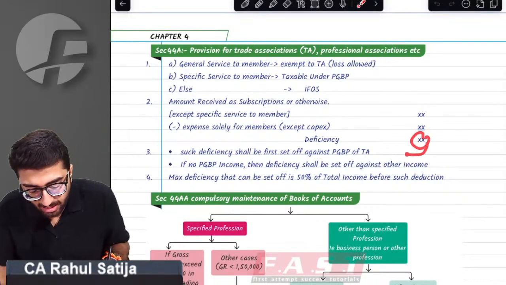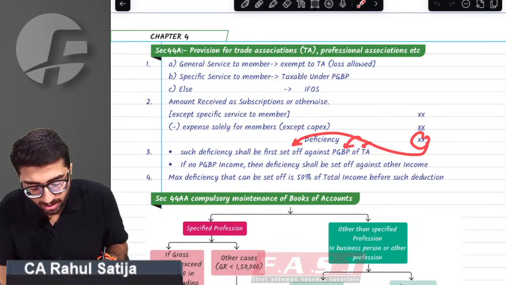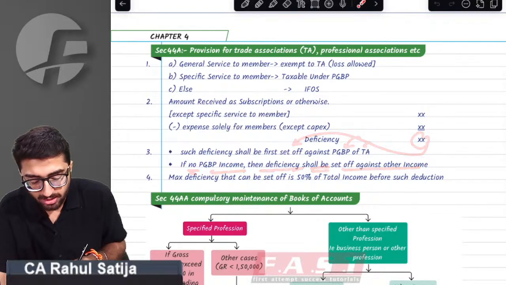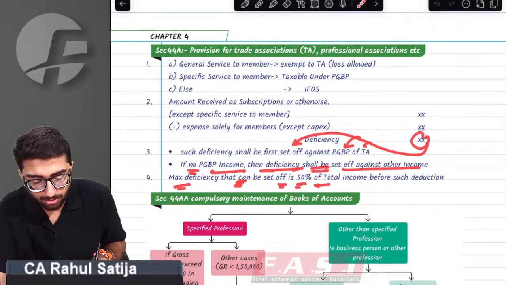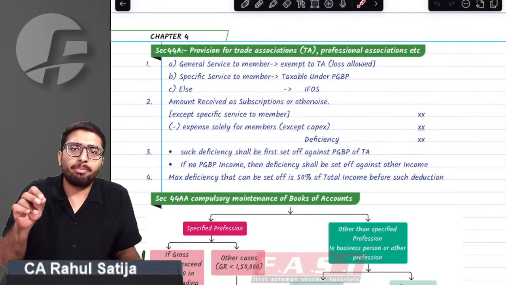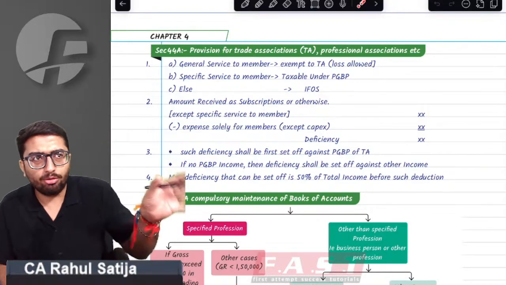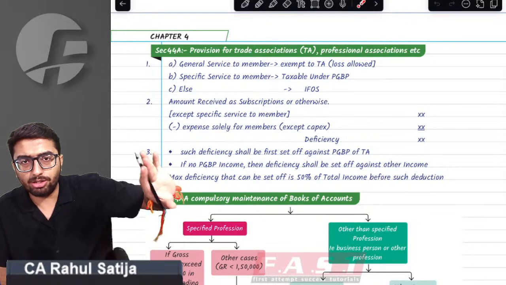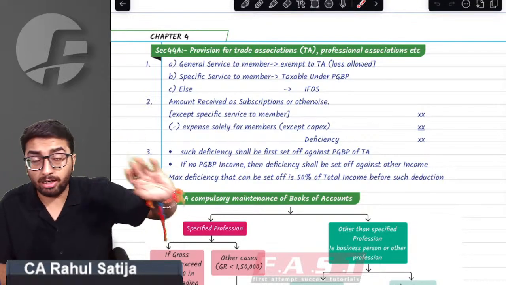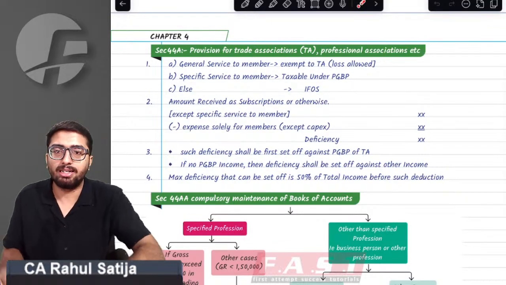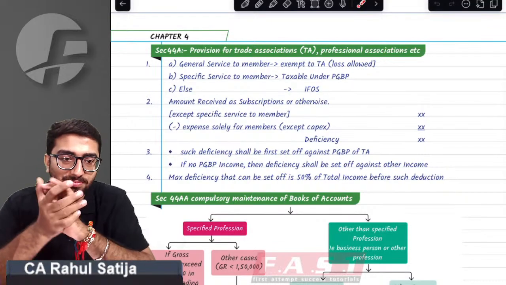Now, such deficiency can first be set off against PGBP income of the trade association. If there is no PGBP income, then such losses can be treated as deficiency. The maximum deficiency that can be set off is 50% of the total income before this deduction. So before taking the set off of the deficiency, just take 50% of the total income. That is the maximum deficiency you can set off.